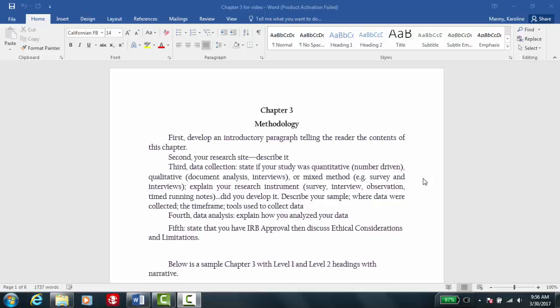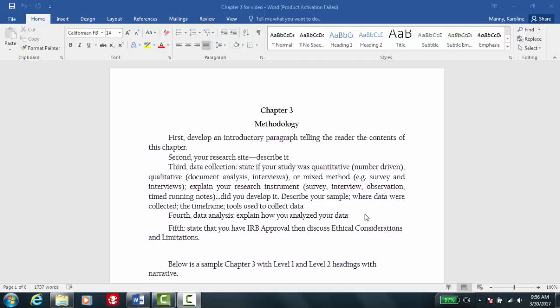You explain your research instrument. Did you do a survey, interview questions, observations? Did you do time running notes? And how did you develop the tool? You describe your sample and where your data were collected, the time frame, and the tools used to collect your data, which you addressed over here when you discussed your instrument development.